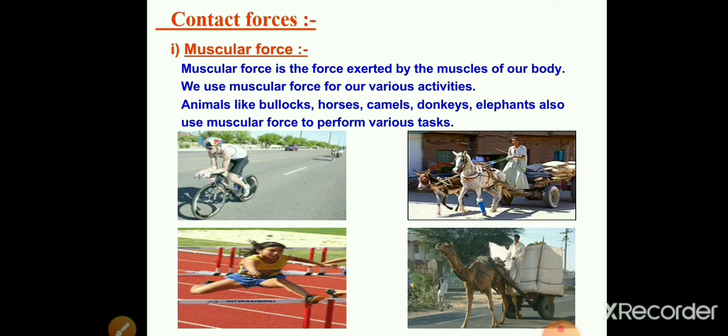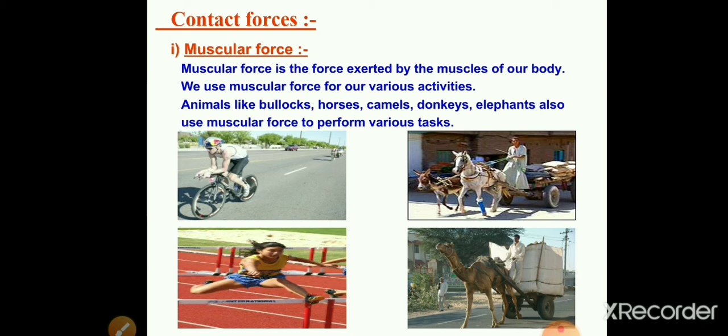For all these cases where muscular force is required, for example running, walking, or cycling, we are using muscular force, where the energy is applied in the form of muscular force. However, if the force required is too large and our body is incapable of producing it, then we use the muscular force of animals.